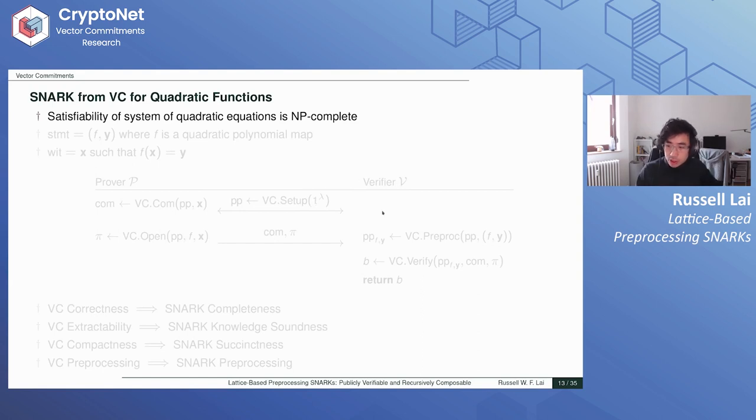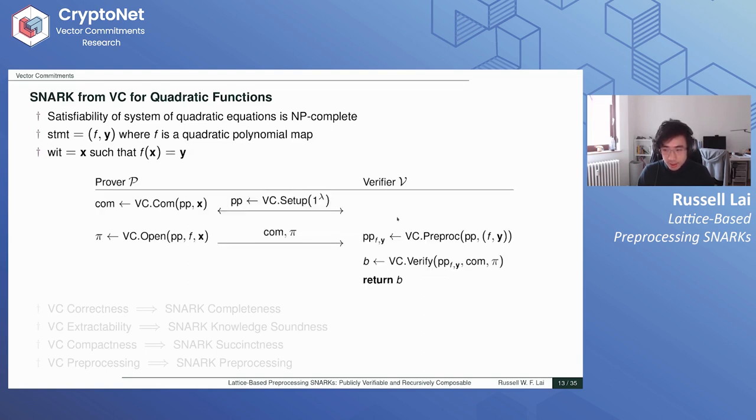This construction is based on a very simple observation, a simple fact that the language of satisfiability of a system of quadratic equations is already NP complete. And here in this language, a statement is given by a function image tuple Fy, where F is a quadratic polynomial map and y is an image of this map. And the corresponding witness is some satisfying assignment x, which satisfies F of x equals y. So given this setting, it is almost immediate how we could construct a SNARK for this language from a VC for quadratic functions.